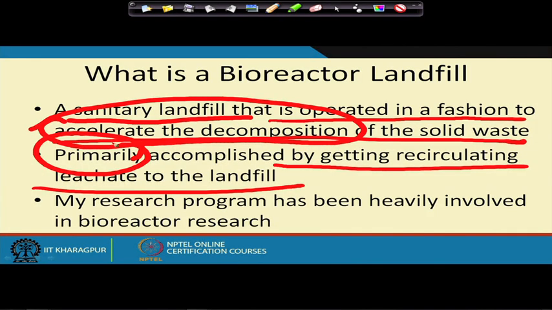We have been working on this in our research program. We have done a lot of work on bioreactor research in the past, and also right now, mostly at lab scale. In the Indian context, we are mostly working at lab scale. We would like to do it at pilot scale or field scale, but we haven't got the chance to do it. But there is a lot of work that needs to be done, because when you operate a landfill as a bioreactor landfill, you have to be careful about the hydrostatic pressure building up inside the landfill.